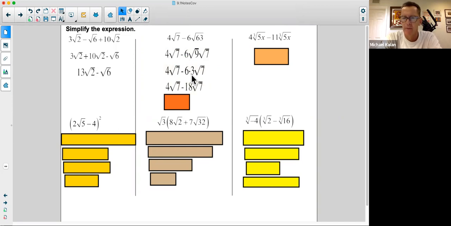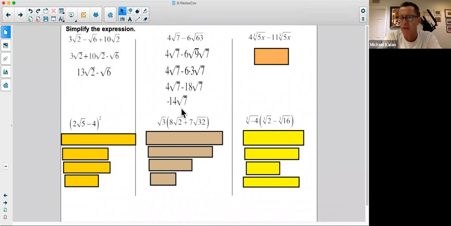Do we have like terms? Yes, we do. This is like 4x minus 18x, right? If you have 4 of something and you subtract or combine it with negative 18 of that same something, you have negative 14 of that same something, or negative 14 root 7.